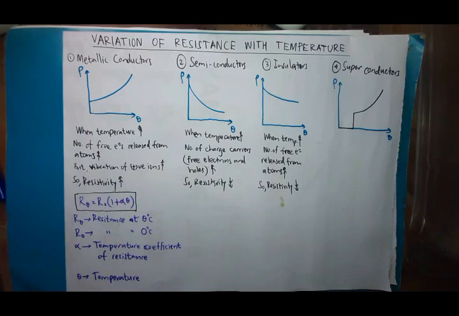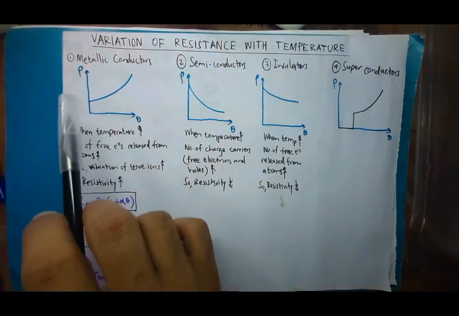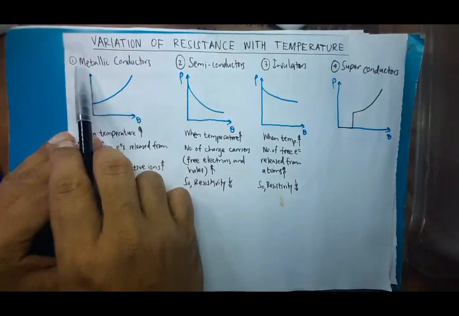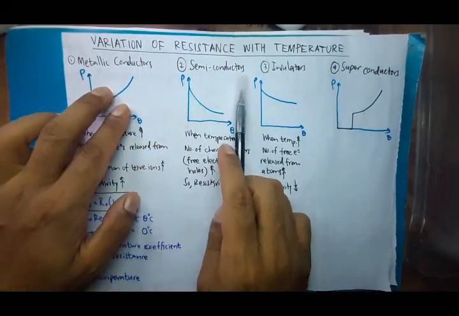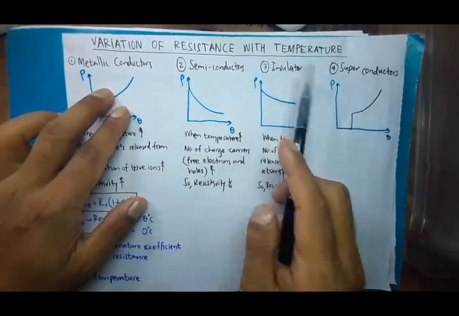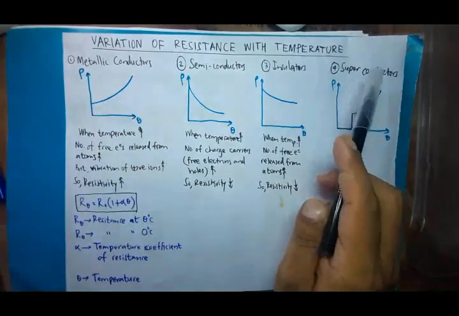The next chapter in electricity will be variation of resistance with temperature. Now we learned what is resistance. Resistance is the barrier created within a conductor for the flow of electrons. So there are four types of conductors we have to consider: metallic conductors, semiconductors, insulators or non-conductors, and there's another special conductor called superconductors.